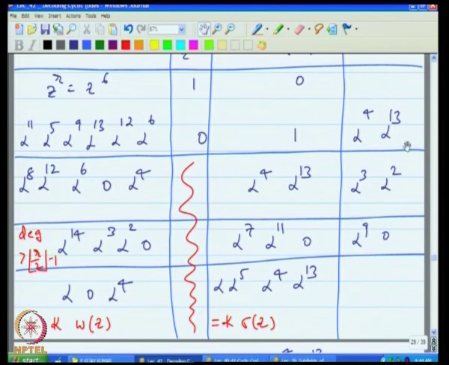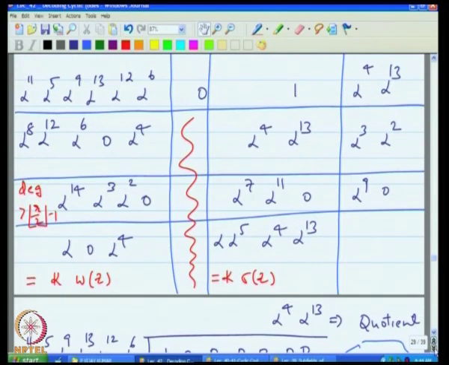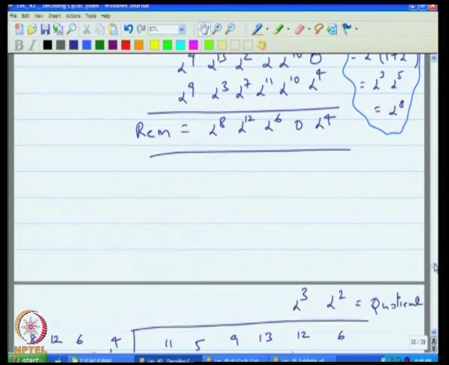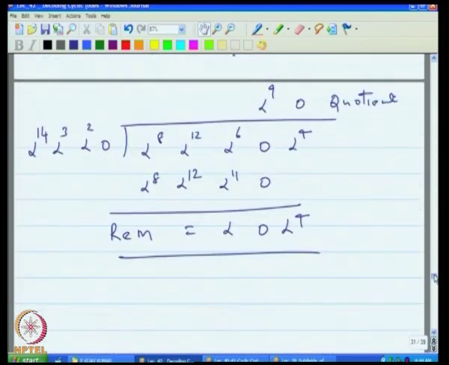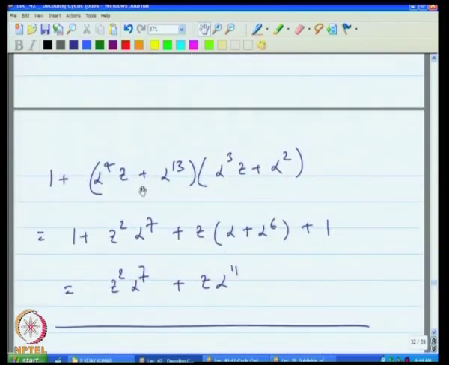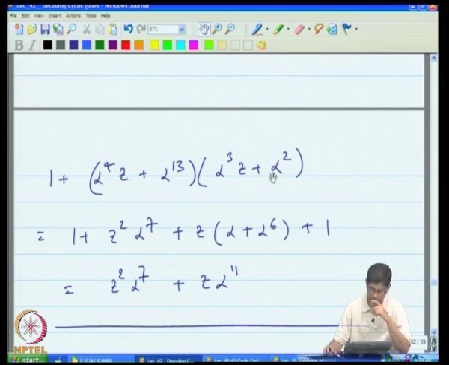We got this by taking this and subtracting the product of these two from this. That will give us alpha 7, alpha 11, 0. Okay. And even that computation where we multiply these two and add 1, I have done a little later. So, here we go. I have alpha 14.